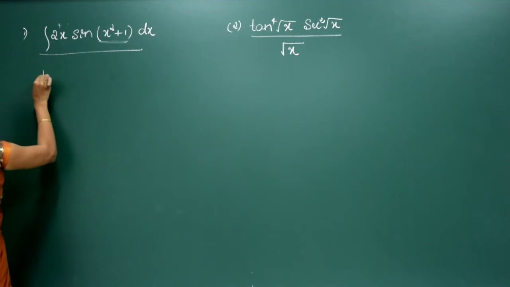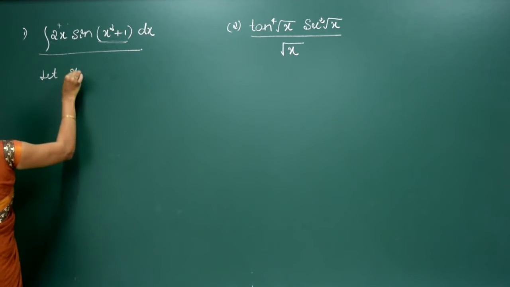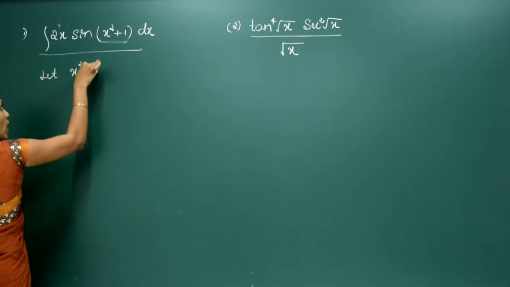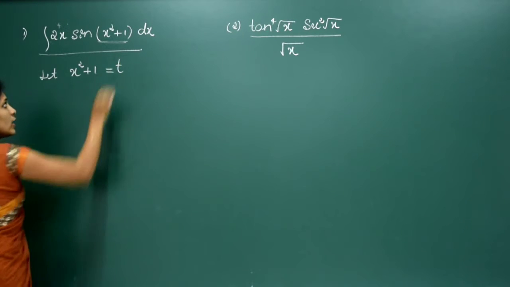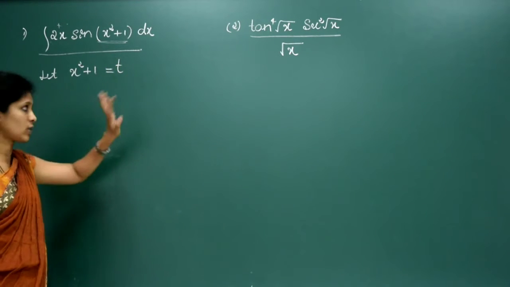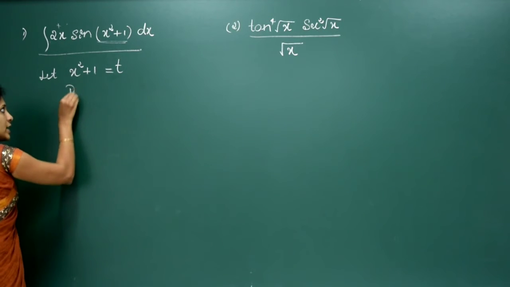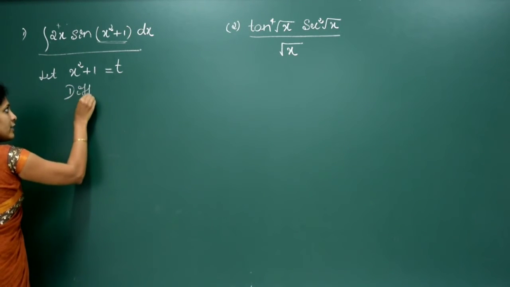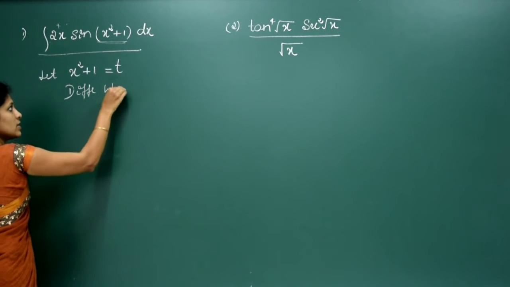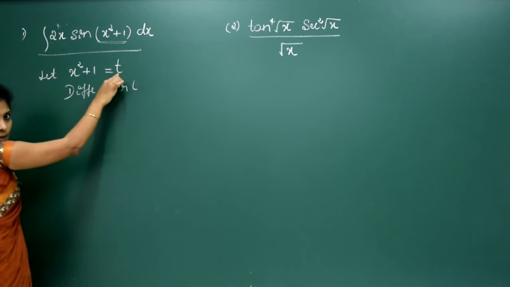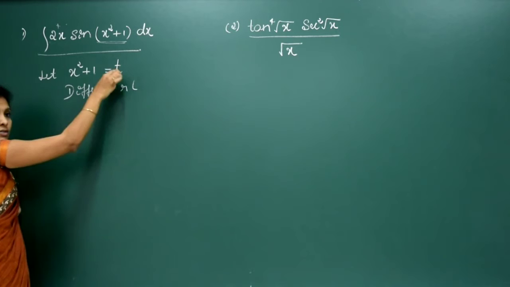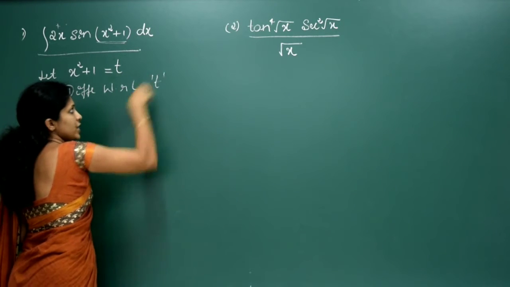Listen carefully. So let first step x square plus 1 is equal to some t. You can give anything, t, u, v, something. Okay. x square plus 1 is equal to t. Next step we need to differentiate, right? Differentiate the function with respect to t. Whatever the substitution you had given, same you have to differentiate.